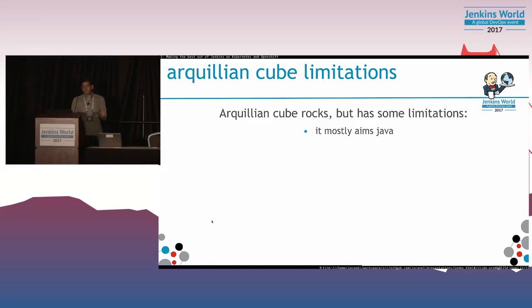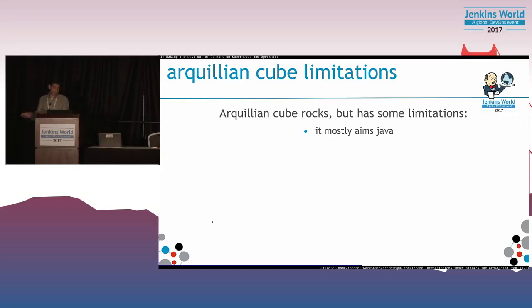Arquillian Cube really rocks, and it's really useful in Kubernetes and OpenShift. And I'm not just saying that because I'm actively involved in the project, but because I believe so. But it has some major limitations. The major limitation is that it's written in Java, and it's targeting Java developers. So I find it very unlikely for Python developers or Golang developers to want to use Arquillian, because that would mean they would have to run the actual end-to-end tests in Java. So even though you can test applications written in whatever framework and language, the tests themselves would have to be written in Java.